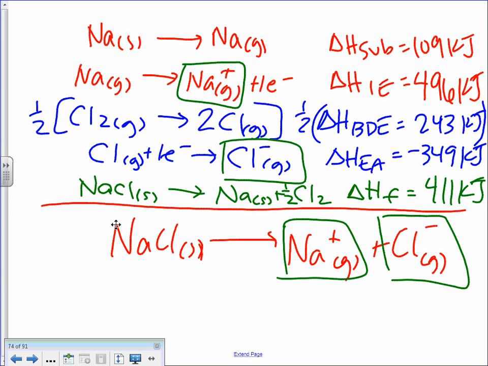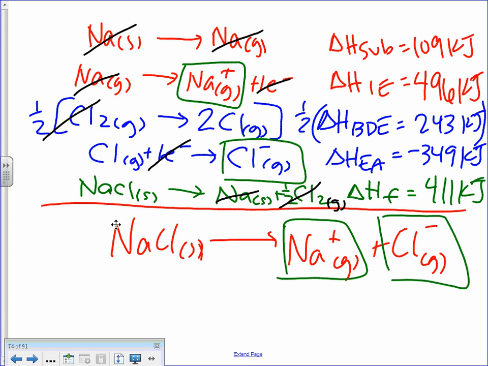Let's make sure everything cancels that we want to cancel. Sodium solid, does it stay or cancel? Cancels here and here, like Hess's law. Sodium gas cancels from here and here, good. That stays. Electron cancels here and here. Half of a chlorine gas, diatomic, cancels there and there. Sorry, I didn't put gas, that's supposed to be gas.